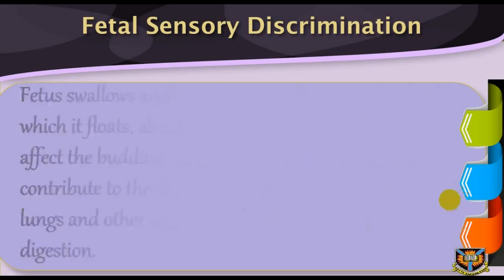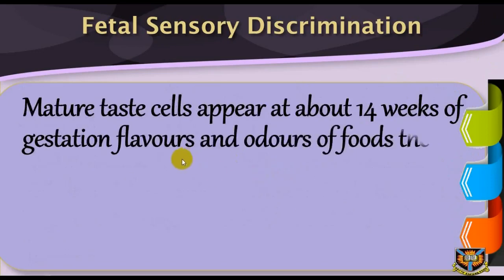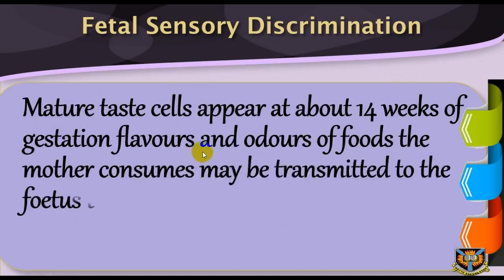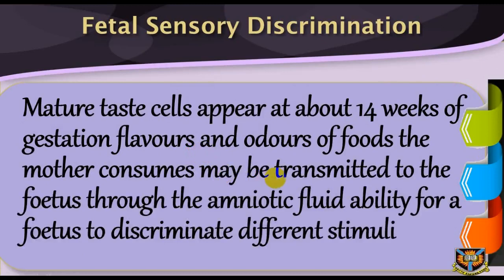Mature taste cells appear at about 14 weeks of gestation. The olfactory system, which controls the sense of smell, is also well developed before birth. The flavors and odors of foods the mother consumes may be transmitted to the fetus through the amniotic fluid.